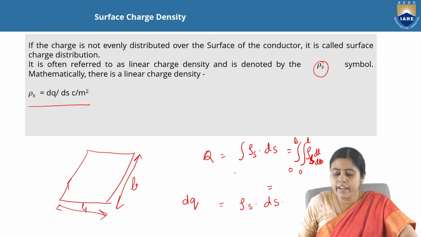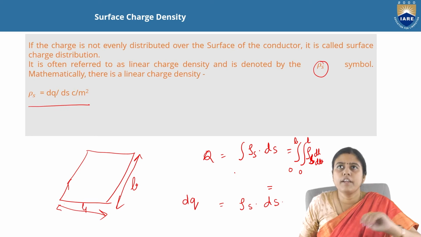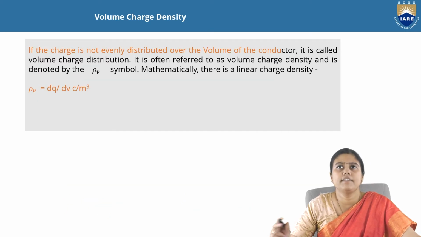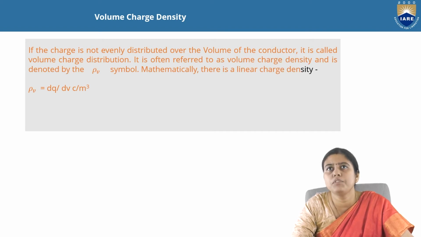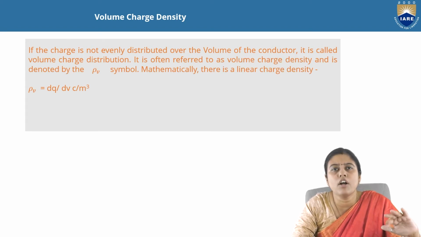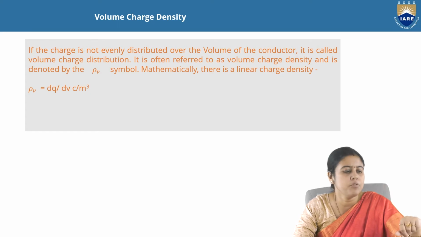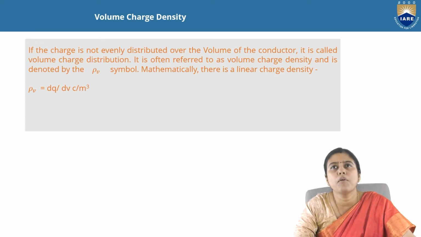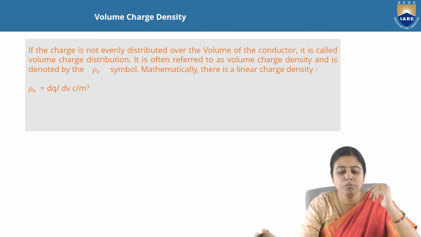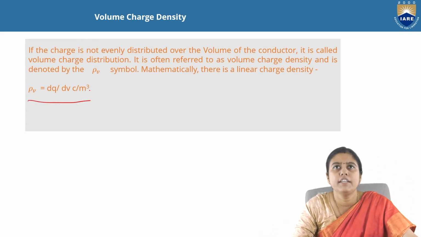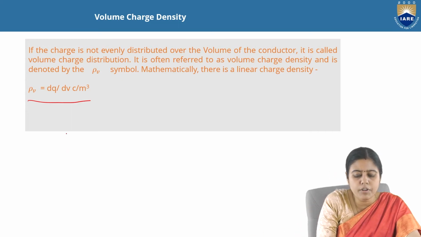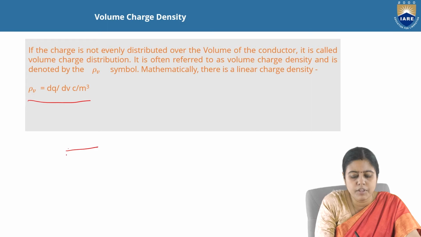Next we will move to the next segment, which is the volume charge density. What is the meaning of volume charge density? If charge is not evenly distributed over the volume of the conductor, it is called the volume charge distribution. Volume charge density is equal to charge per unit volume. Rho v is equal to dq by dv. So if we have a volume, say we have a volume like this one.